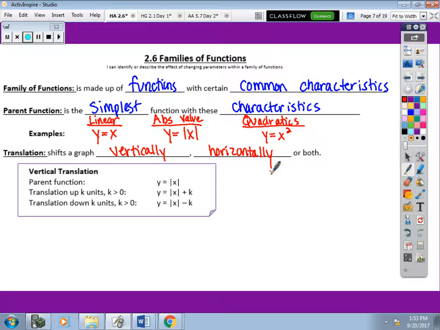Okay, so the vertical translations will be shifting it up or down. So if you see a plus something at the end, outside the absolute value, like plus 2, plus 5, that is going to shift it up, however many units. If you see a minus outside the absolute value, that's going to shift the parent function down k units. Okay? And we'll actually see numbers instead of variables when we look at those.